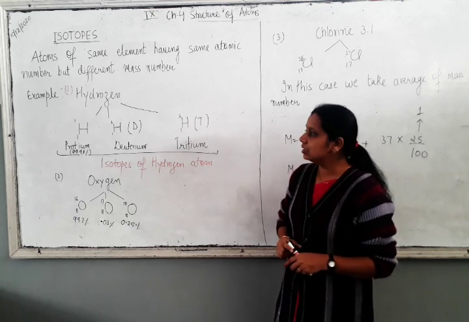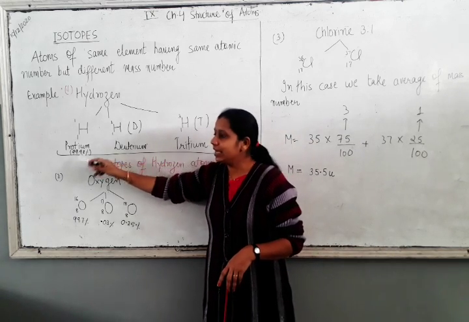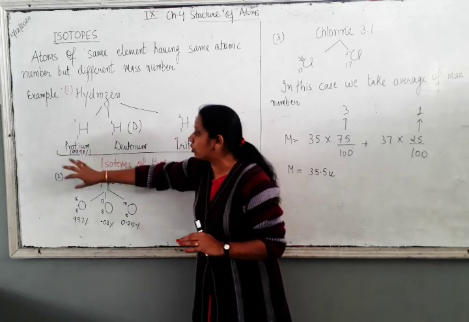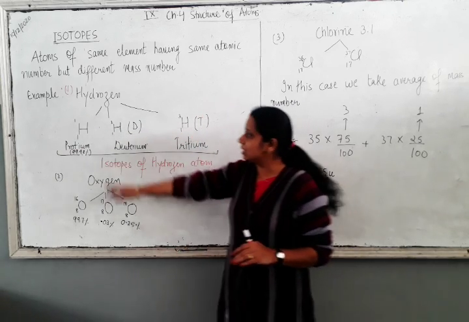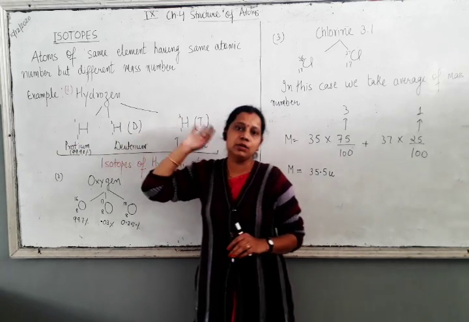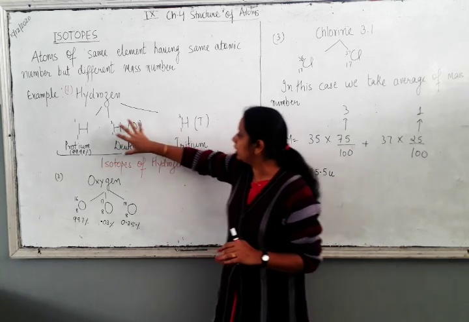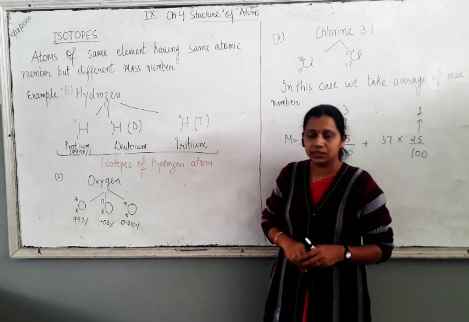Now in nature, 99.98% of hydrogen exists in this form, that is in protium form. That is 1 electron and 1 proton. Only the remaining exists in the form of deuterium and tritium.